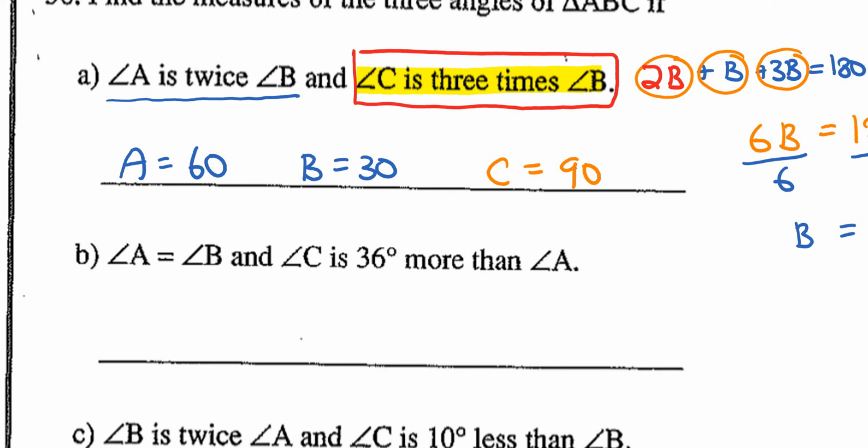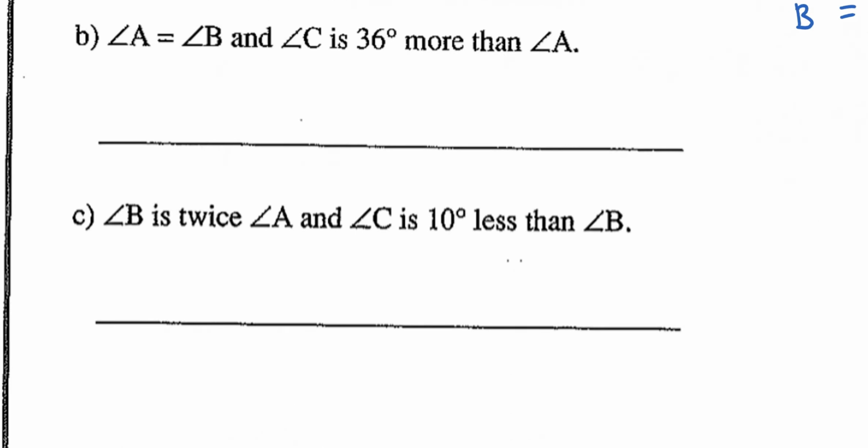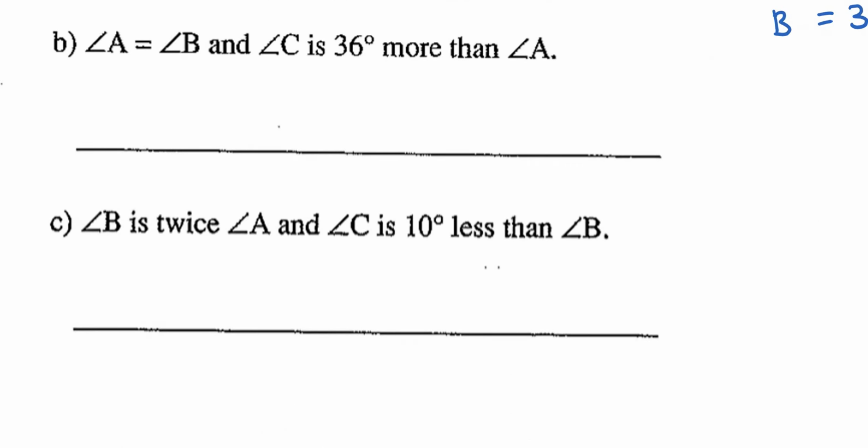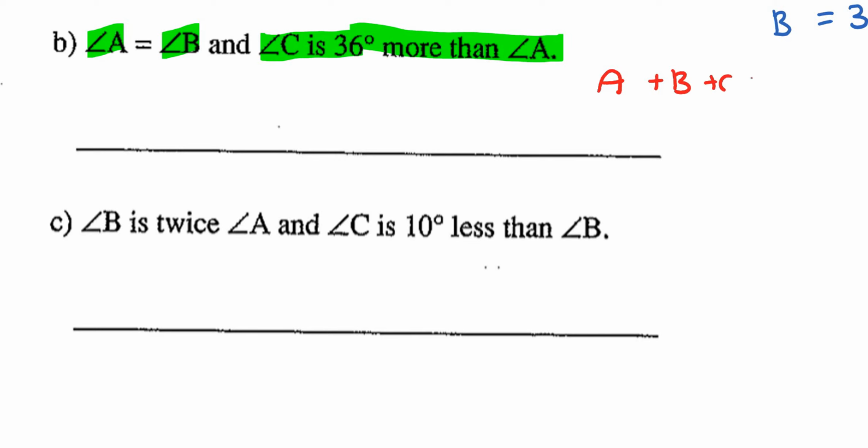Write out your equation and then just set up some brand new equations, do some substitutions, and then solve for the variables. Okay, let's take a look at letter B now. I know that angle A and angle B are equal, and angle C is 36 degrees more than angle A. Okay, so let's just start this off by saying angle A plus angle B plus angle C equals 180 degrees.